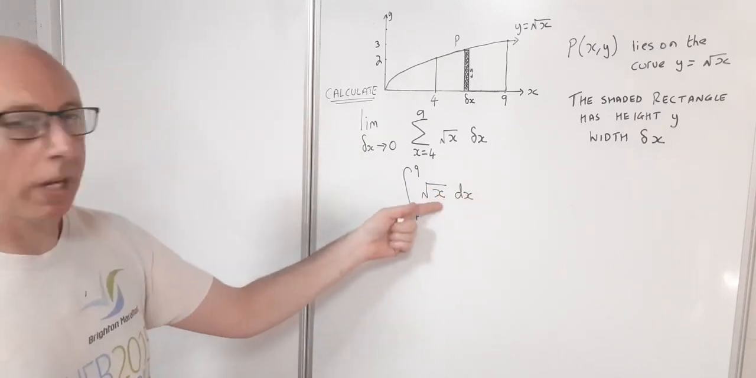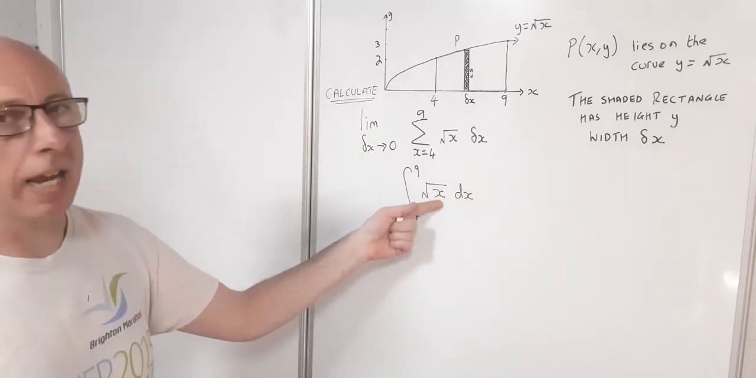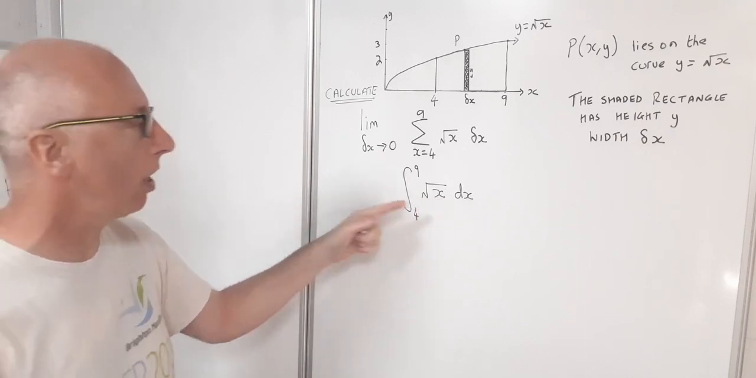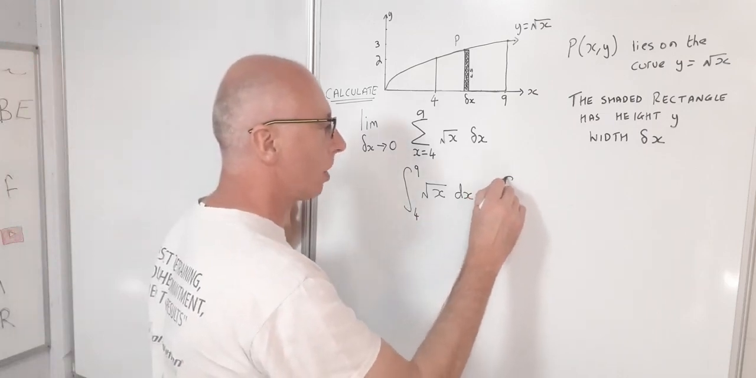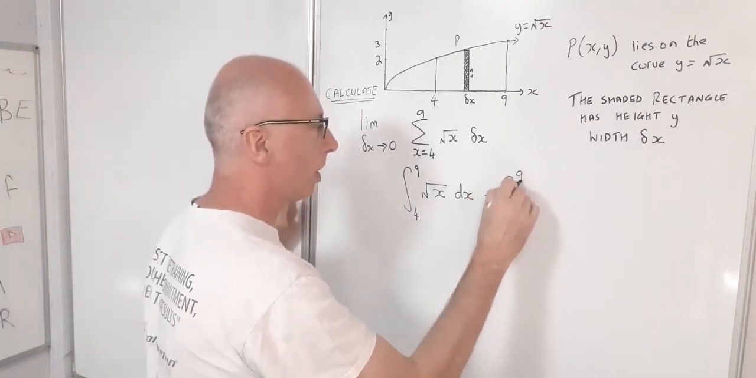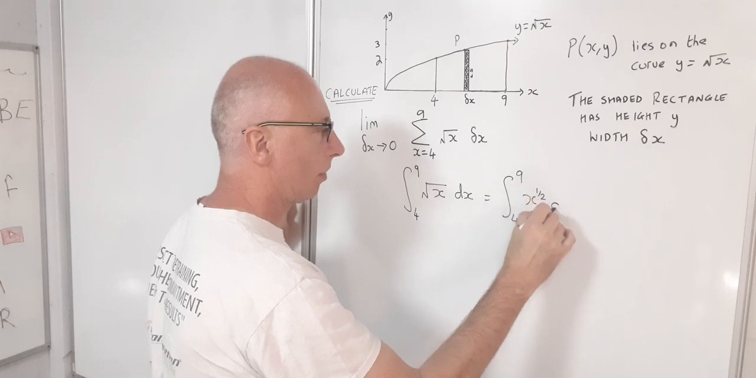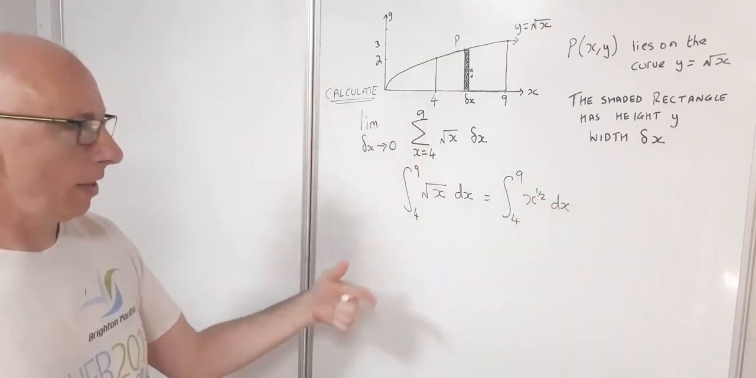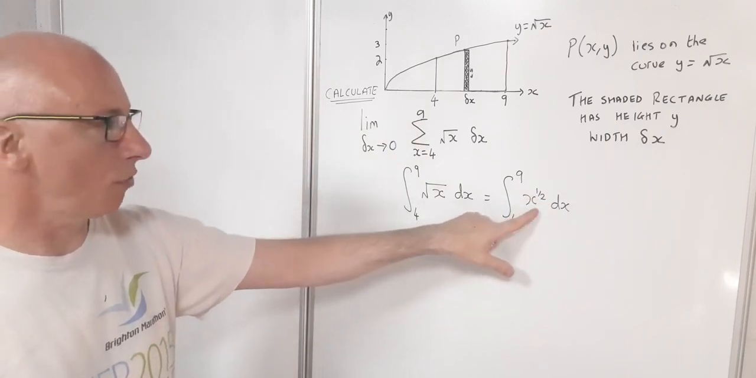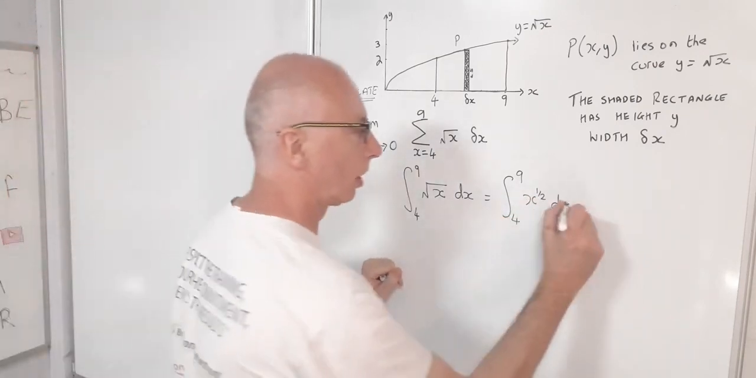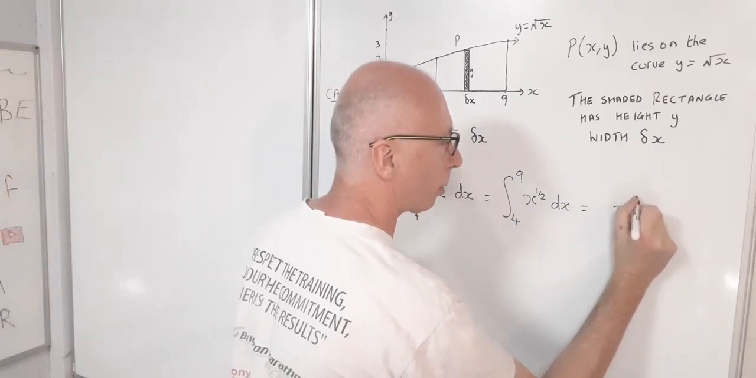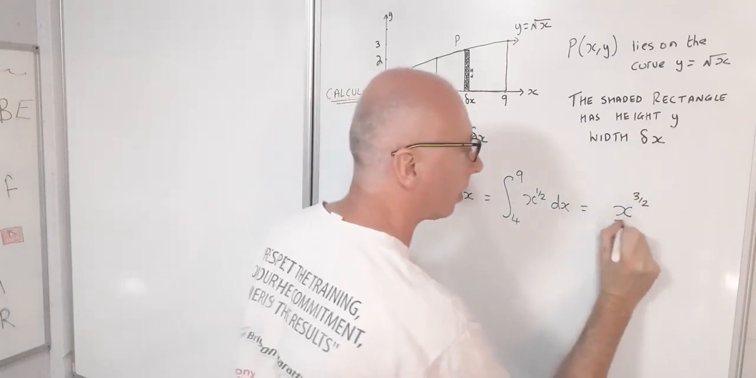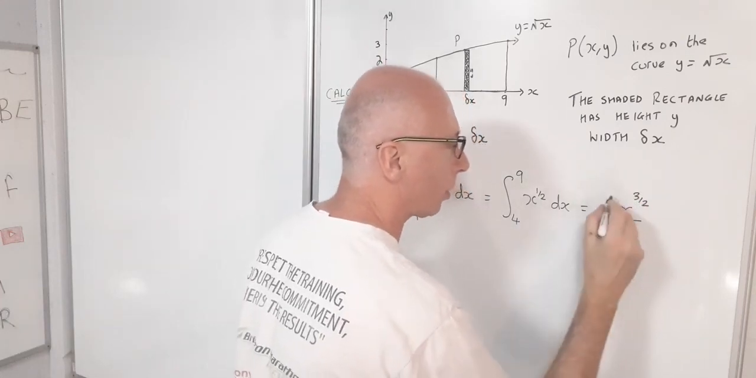Okay, now when integrating, I like to write these as an index. So instead of square root of x, I can write that as x to the power of a half. So now I'm going to just rewrite that, 4 to 9, x to the half dx. Now to integrate this, that's pretty straightforward from here. I could just raise the power by 1. So let's do that: raise the power by 1 and then divide by the new power.